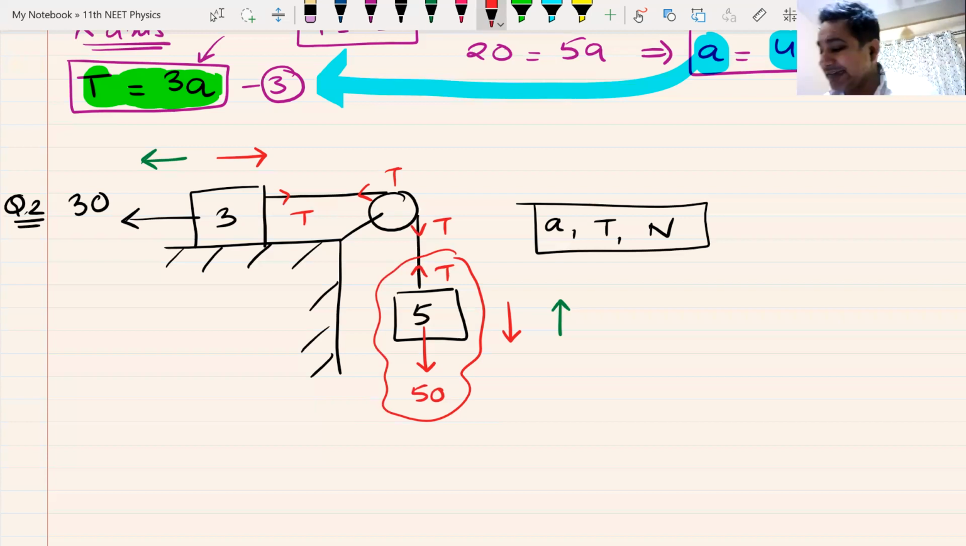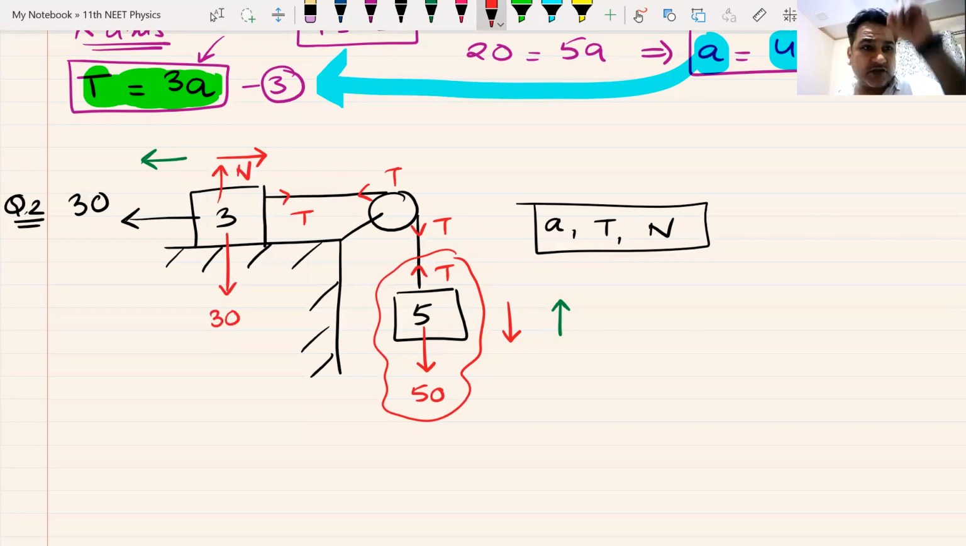I'll move on to the 3 kg block and I'll draw the free body diagram of the 3 kg block. How do I do it? The first force I draw is 30 newtons, which is downwards. And the next force I draw is N, which is the normal reaction, which is upward. Now, one thing is very sure.